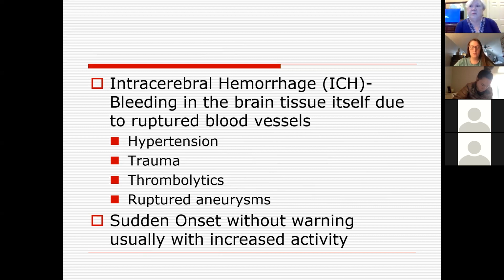It could be somebody that we've given TPA for a heart attack. And we say one of the side effects is major bleeding. So we might see a cerebral hemorrhage after giving them TPA. But the most common cause is a ruptured aneurysm. It can be lots of causes, but the most common cause is a ruptured aneurysm.